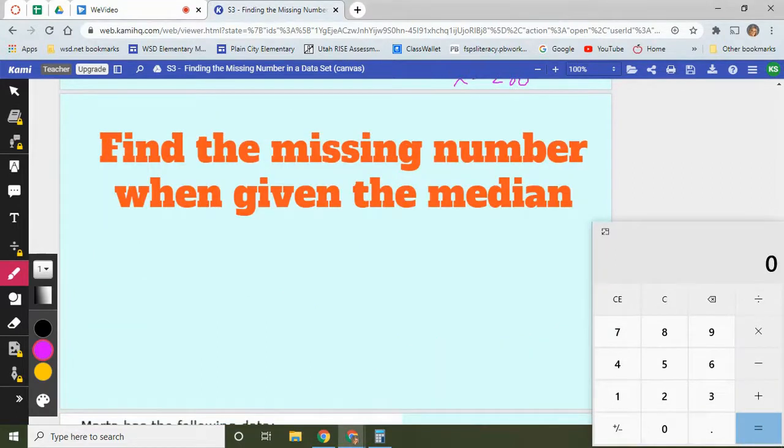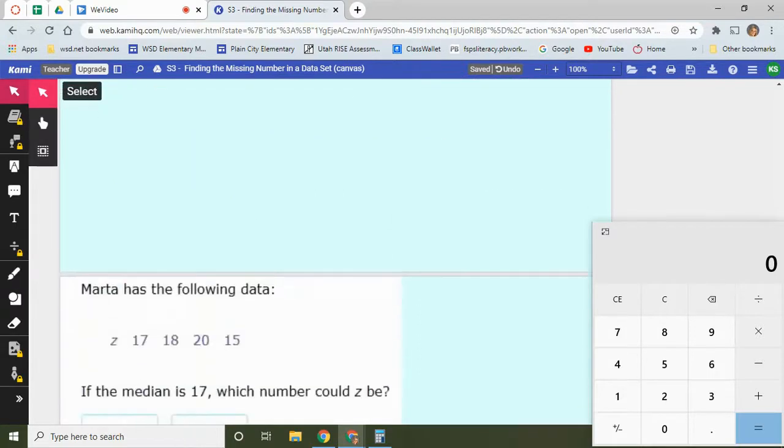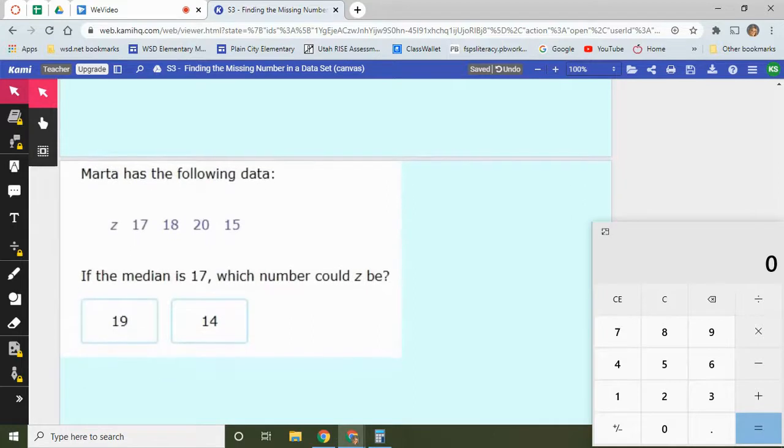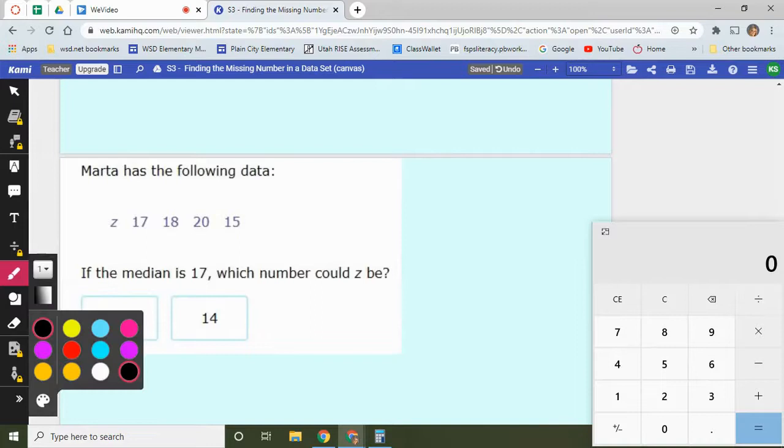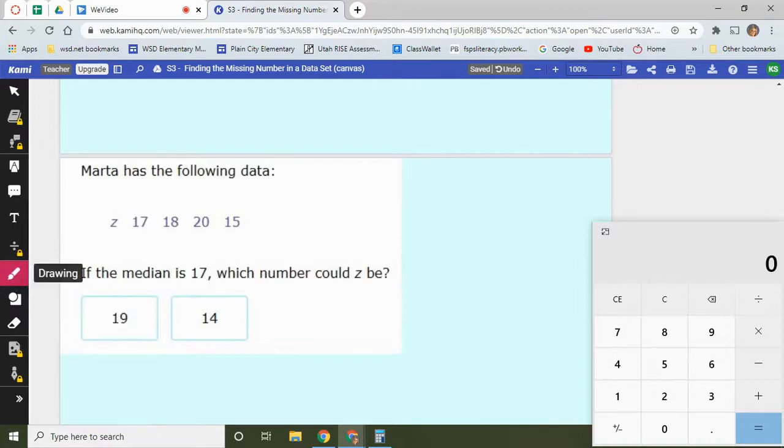Okay, we're going to switch gears just a little bit. This one now says find the missing number when given the median. So remember, median is the number that appears in the middle of our data set. So it says Marta has the following data. Okay, now if we remember with median, right, we have to put them in order from least to greatest. So we have 15, 17, 18, and 20. Now, the median it says is 17.